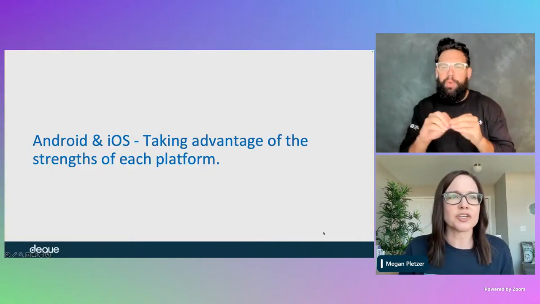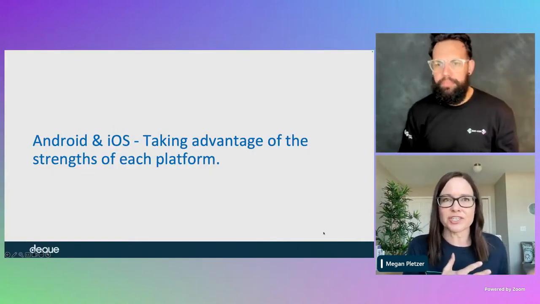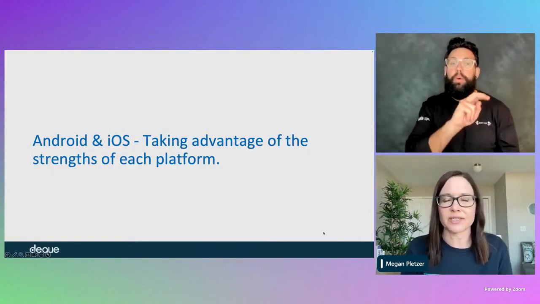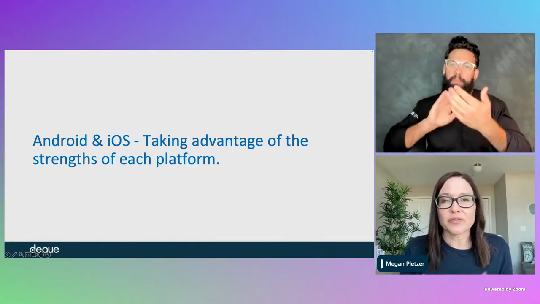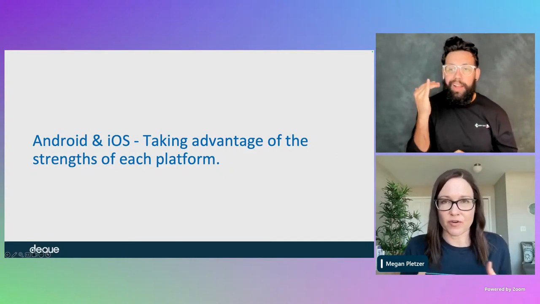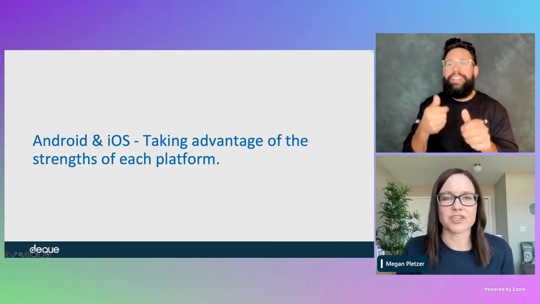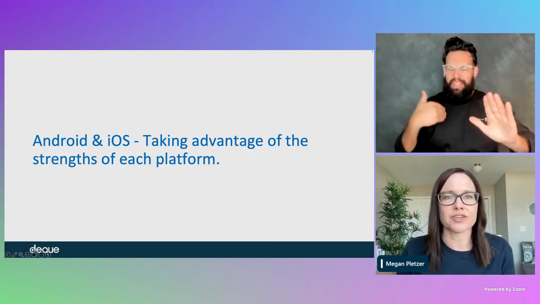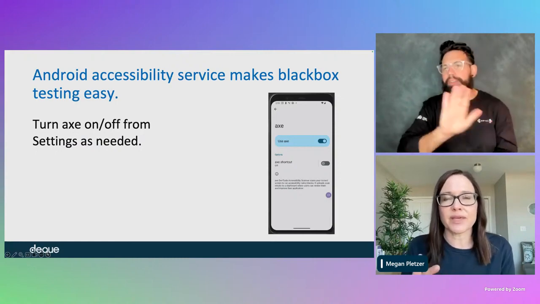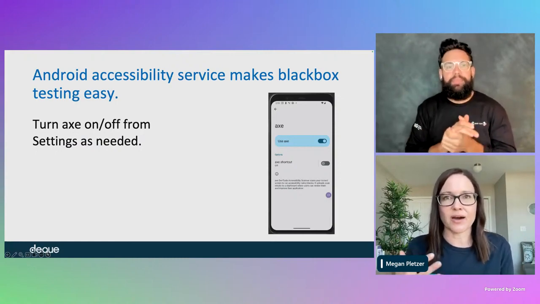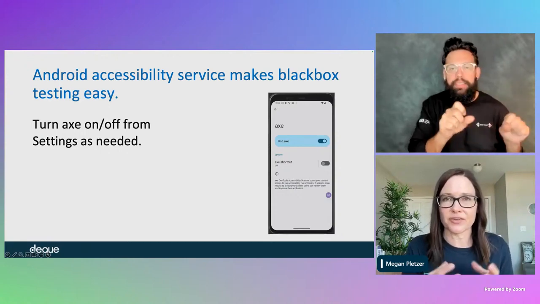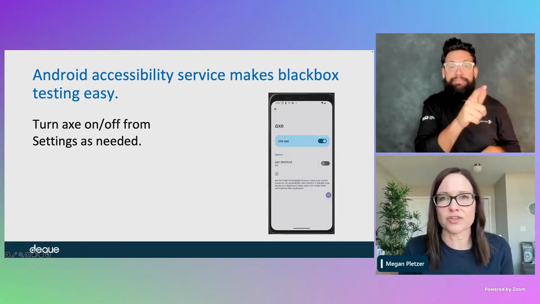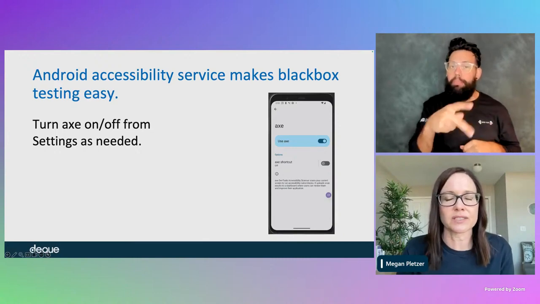So you did see that the Android implementation of the analyzer and the iOS implementation are a bit different. And the reason that we did that is really to take advantage of the strengths of each platform. They're just different ecosystems in general. So on the Android side, they make black box testing like we're doing now really easy. You can turn X on and off from the settings as needed, and then you get that floating action button, all controlled by that accessibility service.